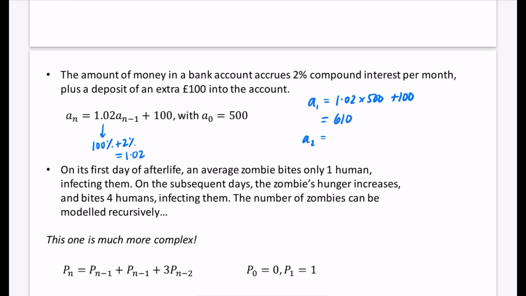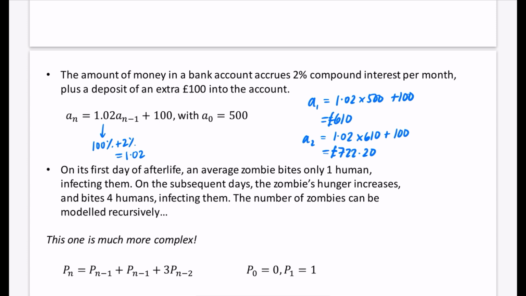And then at the end of the month, we're going to have 1.02 times the previous one, which is A1. So that's going to increase by 2%, and then we'll add on an extra £100. And you can see where it's going. So we've got 1.02 times 610 plus 100, and we get £722 and 20 pence. So it's going to allow us to model some other situations.